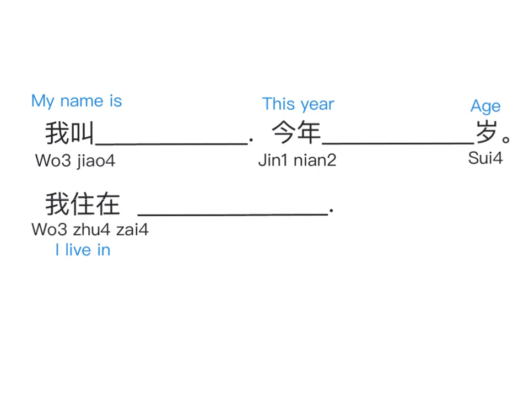The first one, 我叫. Again, 我叫 translation is my name is. What you're going to put in this blank is your name, depending on what name you have. If your name, for example, is Michelle, then you say 我叫 Michelle. If your name is Francis, then you could put there 我叫 Francis.